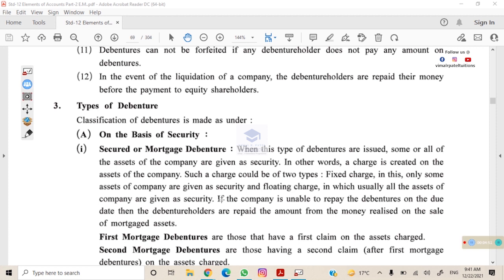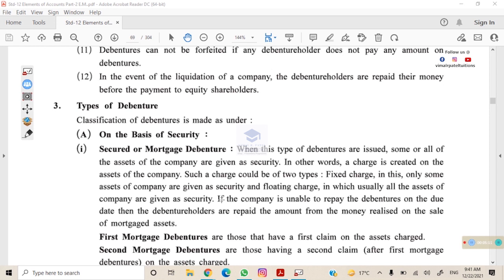For example, the company has issued debenture worth 10 crore rupees against which the company has mortgaged its office building of 12 crore. If the company makes default in payment of debenture money, the debenture holders have a right to sell off the building and realize their money. That is called mortgage or secured debenture.